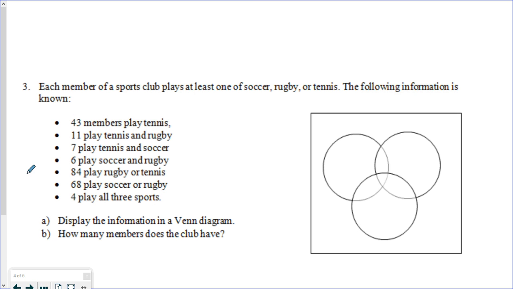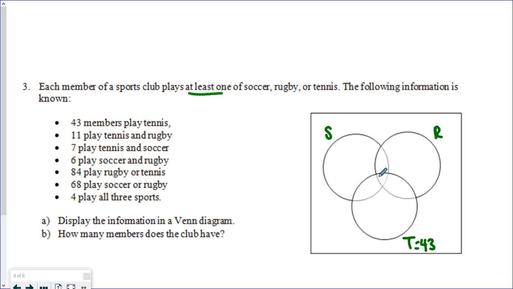All right, so this is getting into kind of trickier ones. It says each member of a sports club plays at least one of soccer, rugby, or tennis. So I'm going to just start out soccer, rugby, or tennis. The following information is known. So 43 members play tennis. I'm going to do this like the last one. So 43 members play tennis. 11 play tennis and rugby. I can't really represent that on here right now.